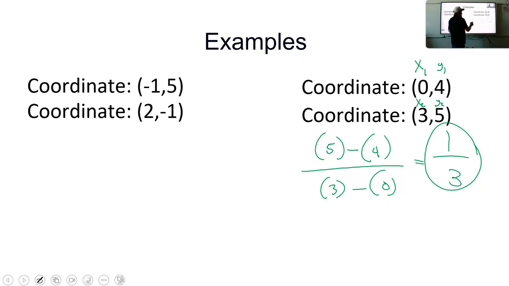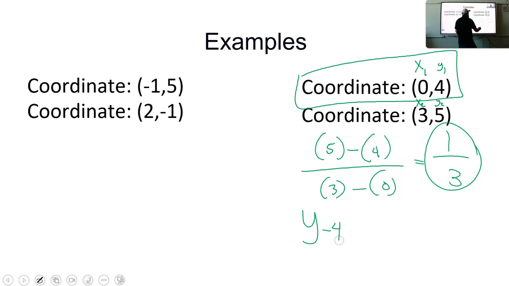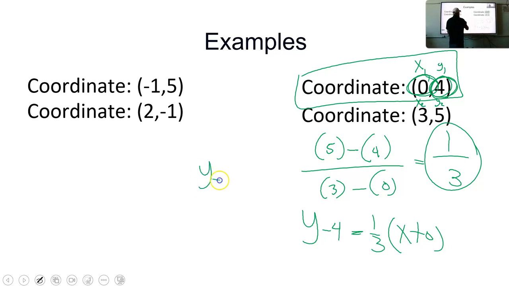All right, let's just go ahead and choose one of the coordinates. I'm just going to go with the first one again. And we get y minus 4, because the opposite of 4 is negative 4, equals 1/3. Now what's my x1? It's 0. So remember, you could say x plus 0. It's not necessary. It would be correct technically. Or you could write it as y minus 4 equals 1/3 x, and not worry about the 0. Either one of those will work.